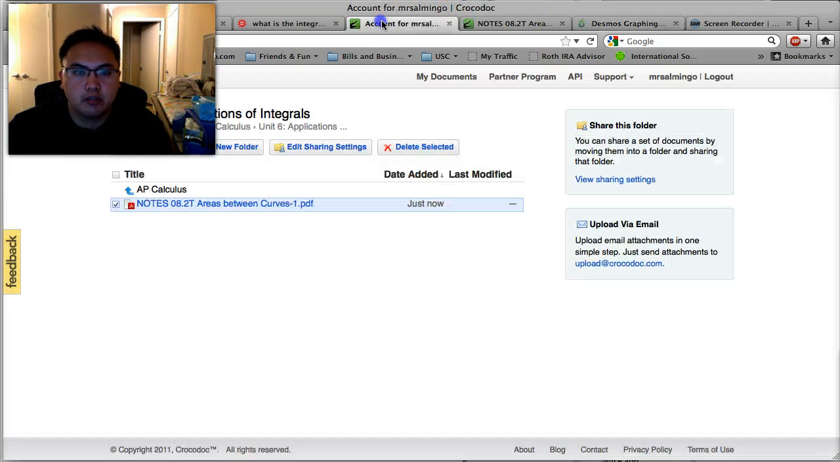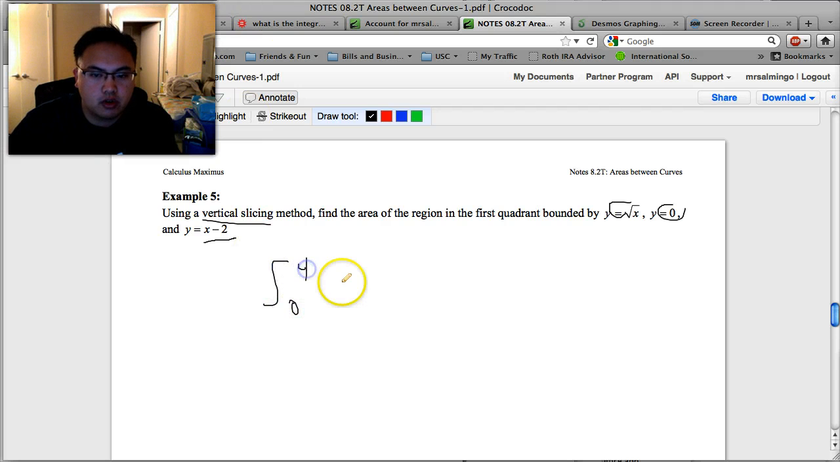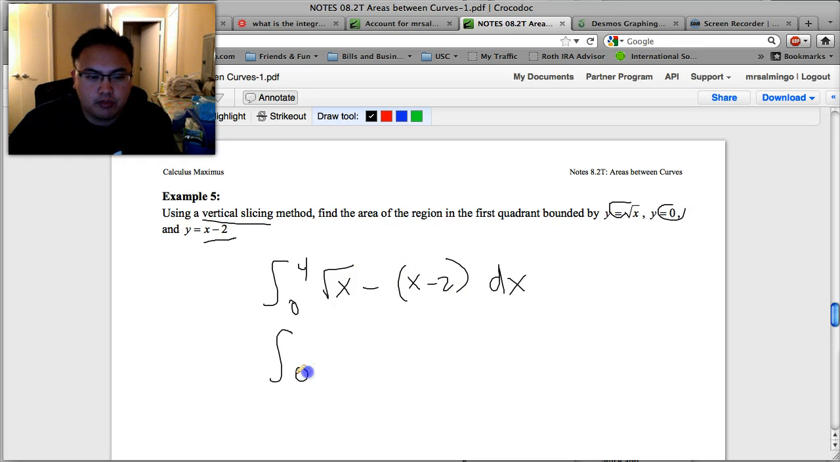So when I go back, I'm not going to solve this all the way, but I'm going to want the integral from 0 to 4, radical x, minus, and I'm subtracting this x minus 2. This is where you need to be careful. You have a minus x minus 2, so this minus has to distribute. If you're going to put it into a calculator or Wolfram, I'm going to have to put 0 to 4 radical x minus x plus 2.